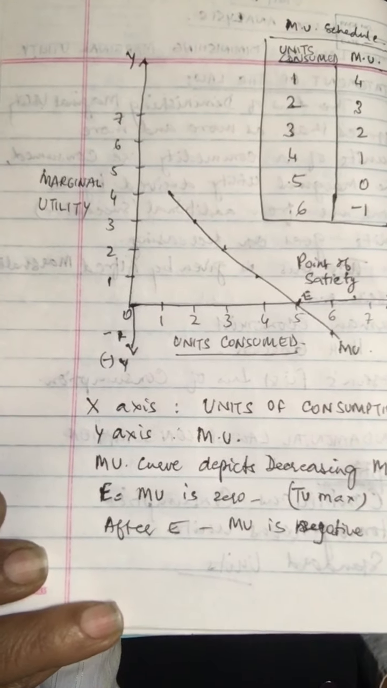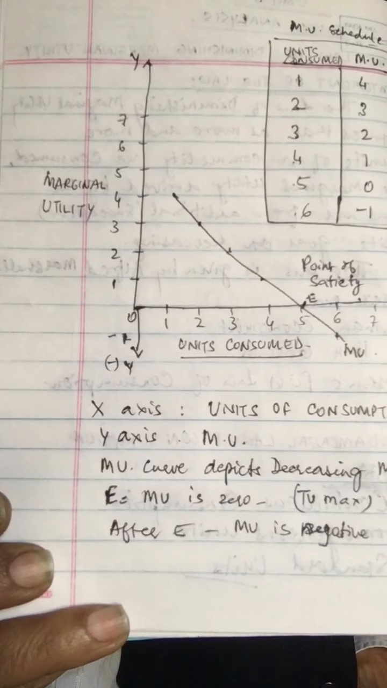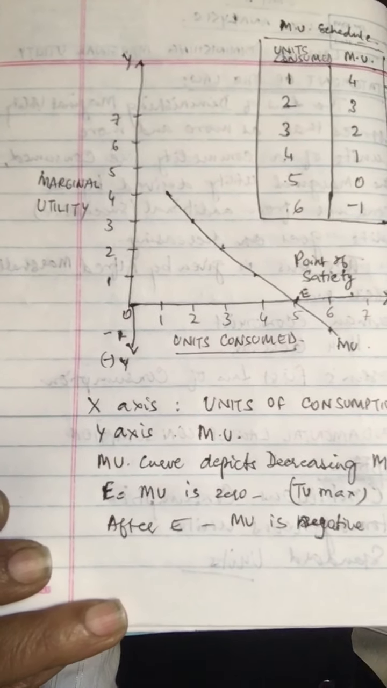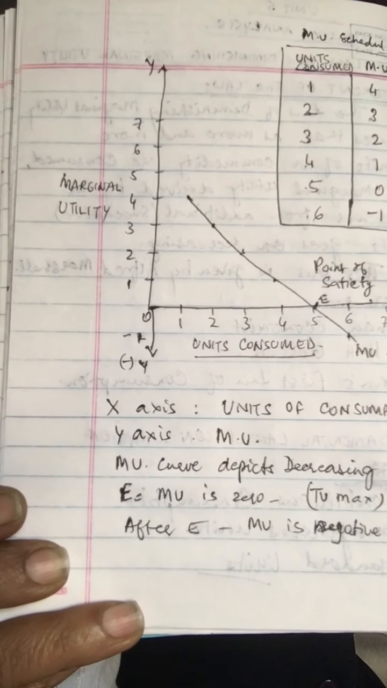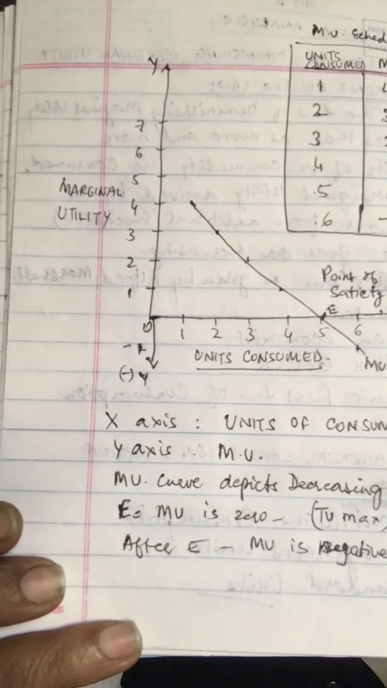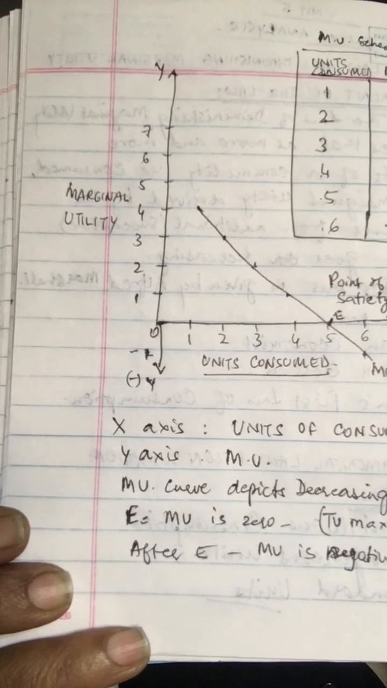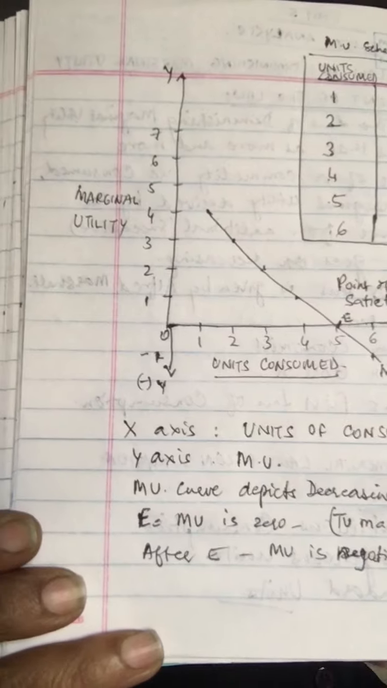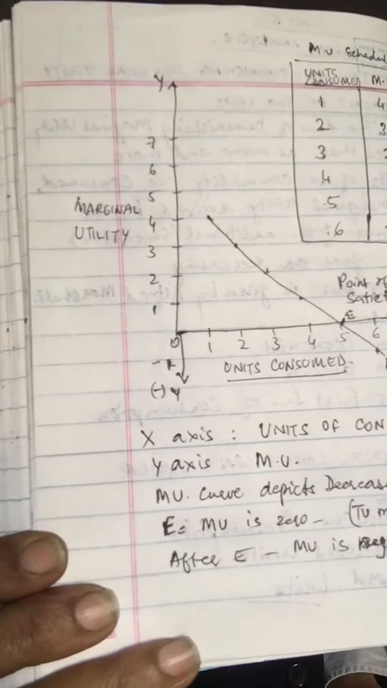And of course there's another assumption that I didn't mention, that there should be no time interval between consumption of 2 units. Yes, it is continuous. We did that. And one more thing, that while we are consuming, the taste should not change and things like that. There should be no tantrum of that sort. So it's a very interesting concept, this law of diminishing marginal utility.